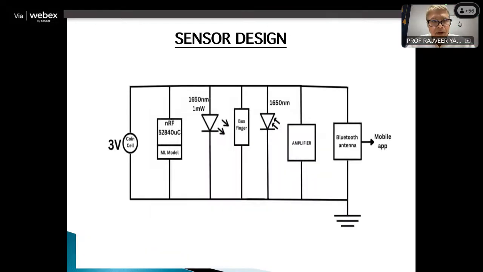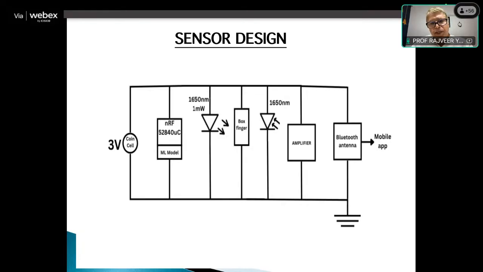Now, to build a device, this is a block diagram we have developed. We have used a 3 volt pencil cell. Then we have also integrated some ML model. So 0.5 to 0.7 watt of output power we have tried to use. And the wavelength again is 1600 nanometer to 1700 nanometer.